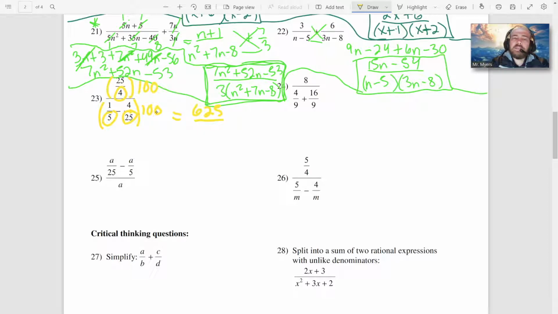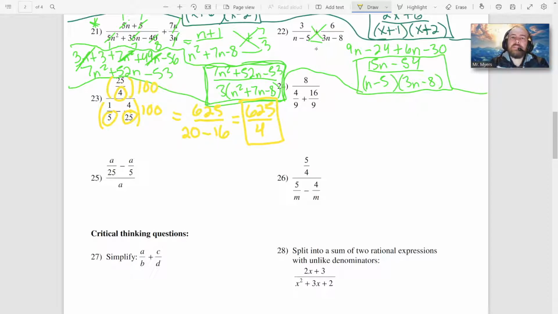On the bottom, you'd have to distribute 100 times 1/5. 1/5 of 100 is 20. And then 100 times 4/25, that's 100 over 25 is 4, times 4 is 16. So I would get 625 over 4, and that's as far as we can go, because 625 is 25 times 25. It's just a bunch of 5s. 625 is actually 5 to the 4th power, 5 times 5 times 5 times 5. So we're done. That's the answer.